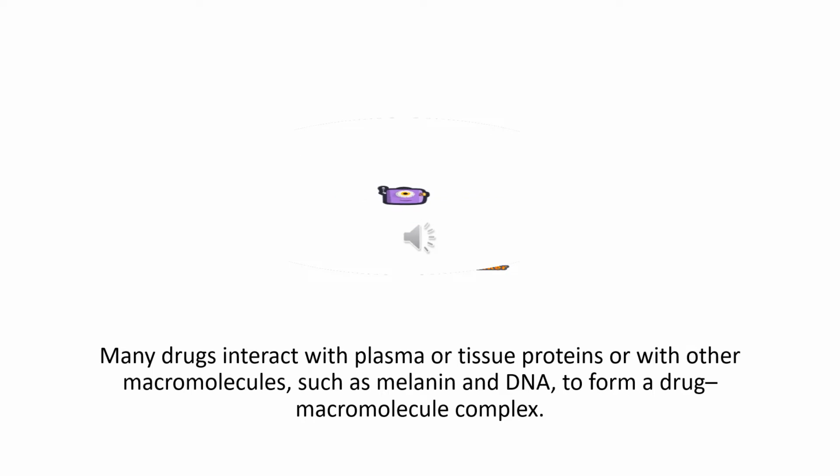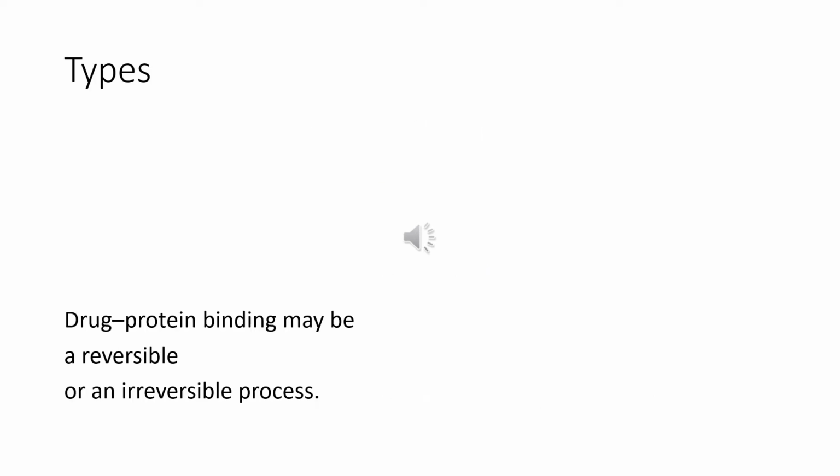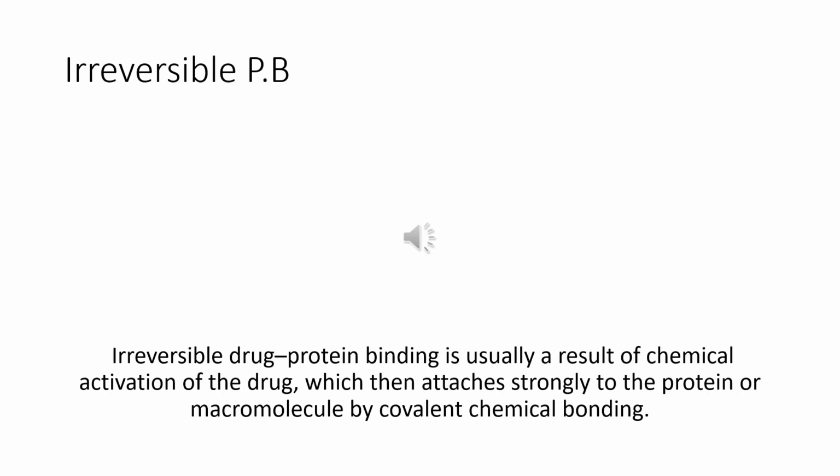So many drugs will interact with the plasma or tissue proteins or with other macromolecules such as melanin and DNA to form a drug macromolecule complex. Drug protein binding may be a reversible or an irreversible process. So why is drug protein binding sometimes irreversible? Because it involves the chemical activation of the drug.